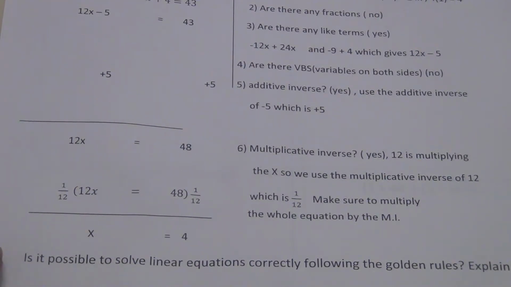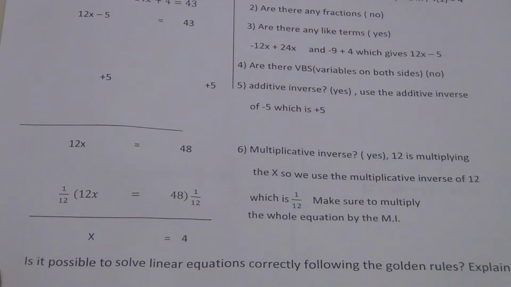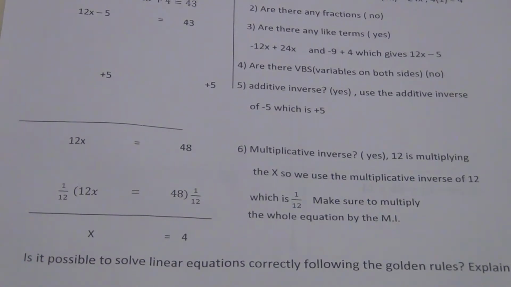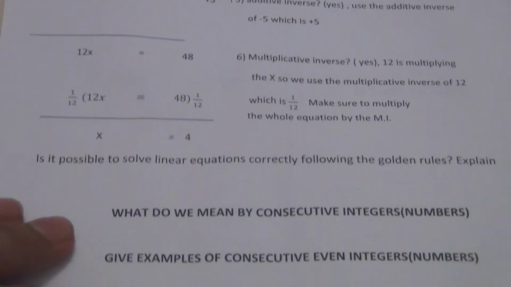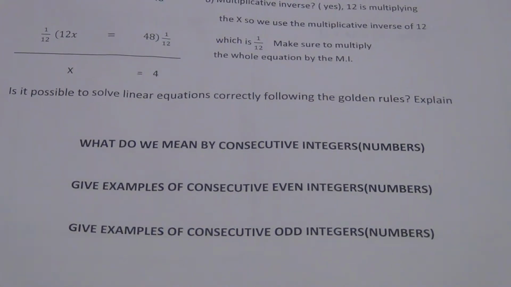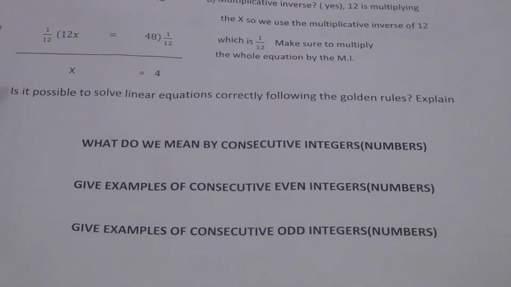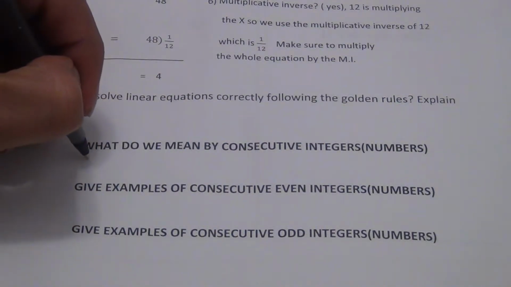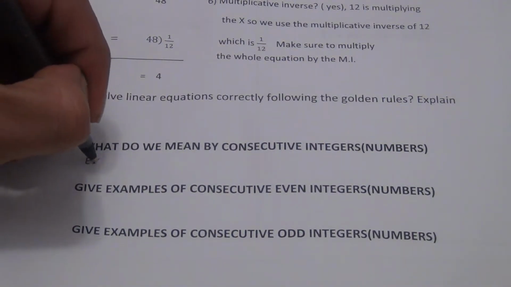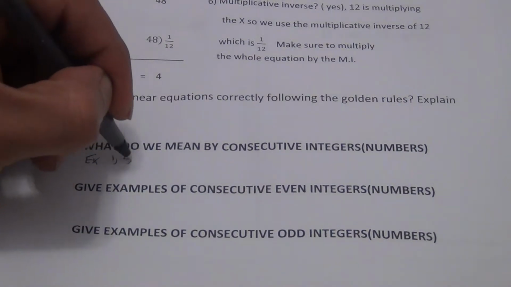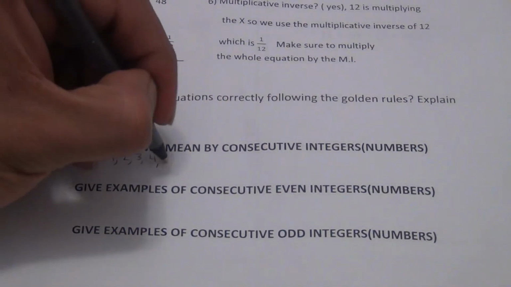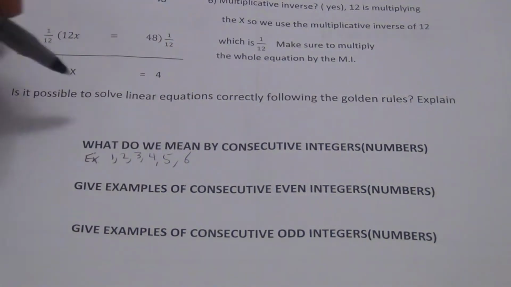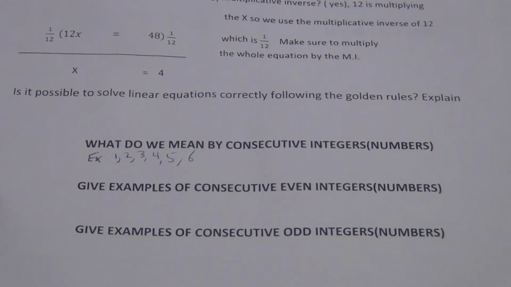Cool? Okay. So then, what do we mean by consecutive integers? All right. Consecutive integers are nothing more than numbers that go by ones. Like for example, 1, 2, 3, 4, 5, 6, 7, 8, 9, 10, and so on.